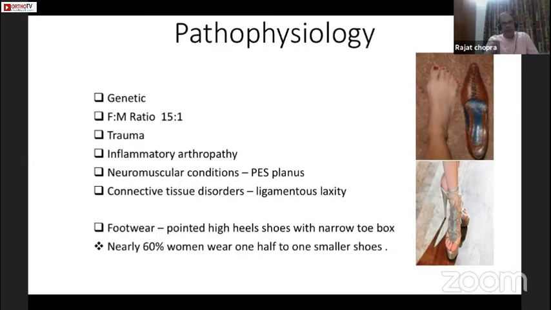Now, another important point is why footwear is important. Most of the time, women like to wear high heels, and with high heels they have a narrow toe box. Keeping the foot in that position with pointy heels, and if your shoe is one size smaller so that your foot looks good, that can aggravate your problem. But whether that causes it, we don't know.